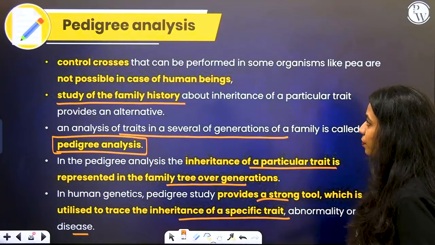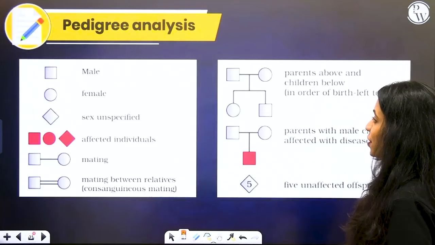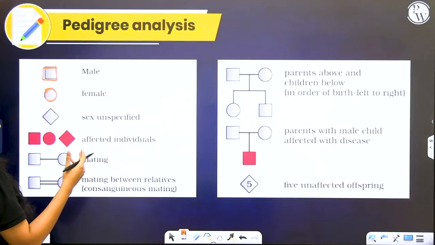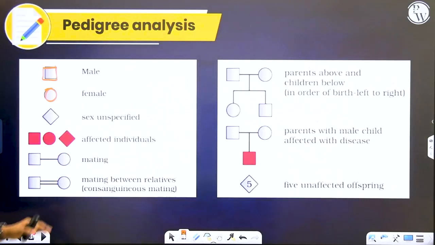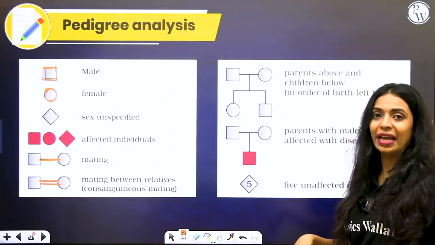Okay? So here are some symbols that are used in pedigree analysis. If it's a male, it's represented by a square. If it's a female, it's represented by a circle. If the sex is unspecified, they can't remember in that generation who had which child, whether it's a male or female, then sex is unspecified. If they are affected, they are shaded, they are solid. Mating is indicated by this horizontal line. If there is mating between relatives, consanguineous marriages we call, first cousins getting married, immediate relatives getting married, that is represented by two lines between a square and a circle.